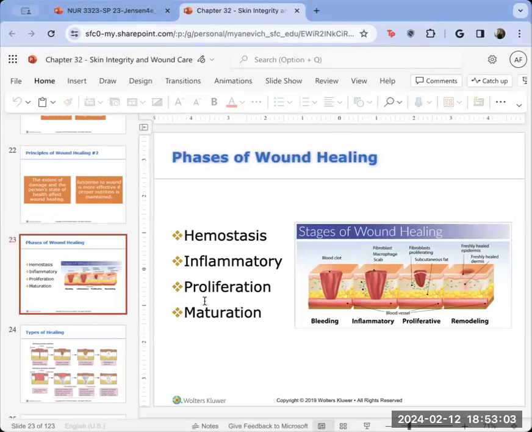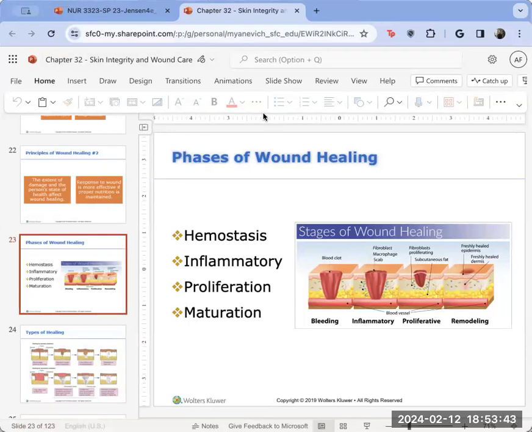But the main idea is that you get a cut, right? And you bleed. And then your body initiates an inflammatory response, and that causes clots to form. When those clots form, that helps stop the bleeding. Eventually, the scabs can form. And then we get into the proliferative phase where the clotting helps stop the bleeding, and then the wound just shrinks smaller and smaller from the big wound size that it was to an even smaller one.